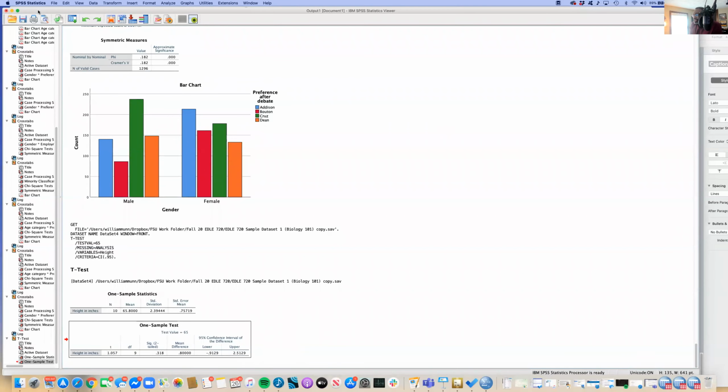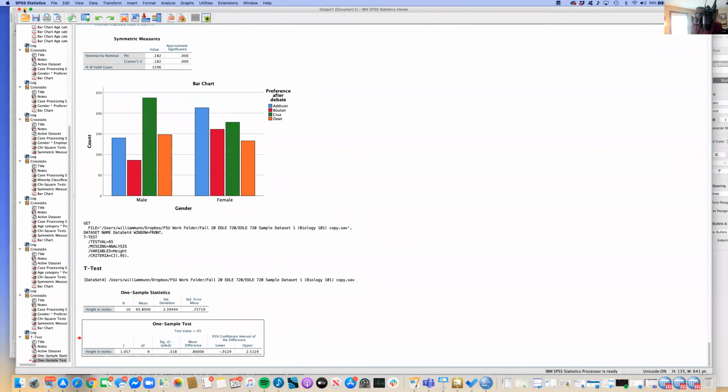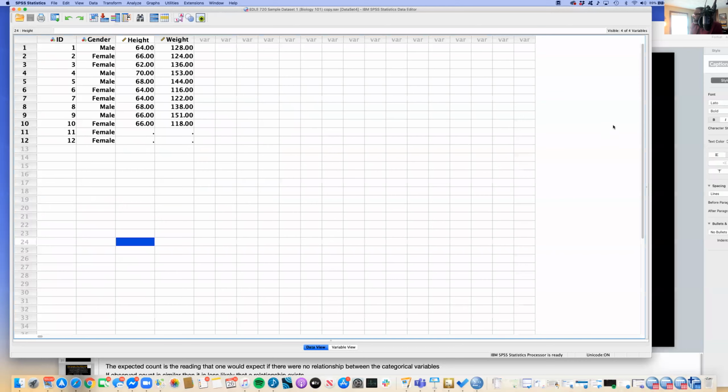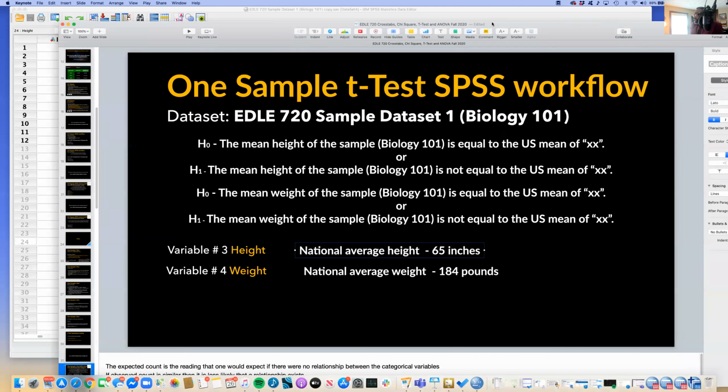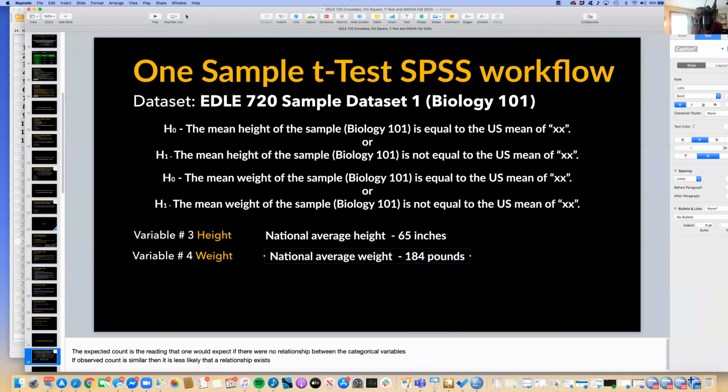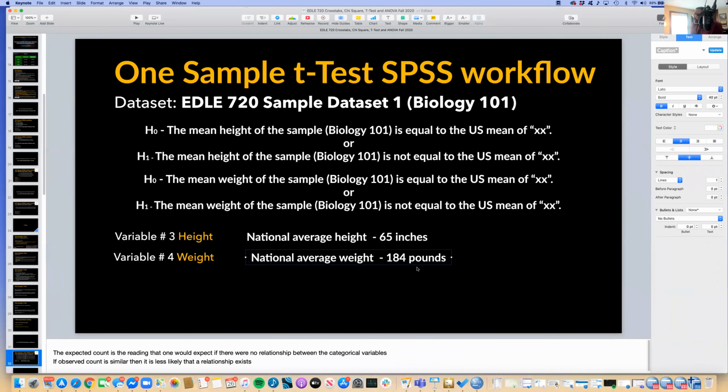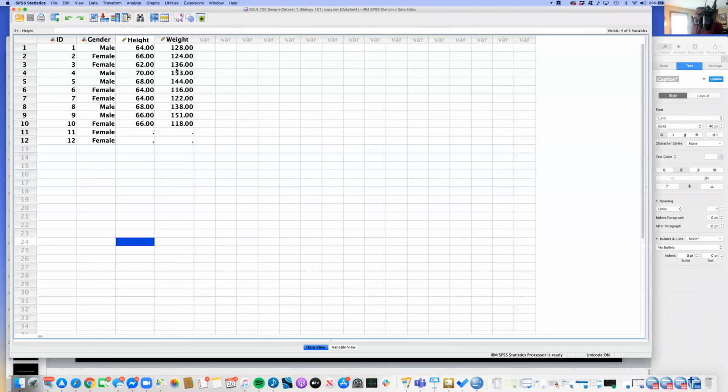All right, it is 10:57. I'm going to do one more quick example. Dr. Chatiga is here, but I want to do one more example here. Let's take a look at weight in this situation. And we want to see if the national average weight is statistically significantly different than our class here, our Biology 101 class. So we're just going to do the same thing.